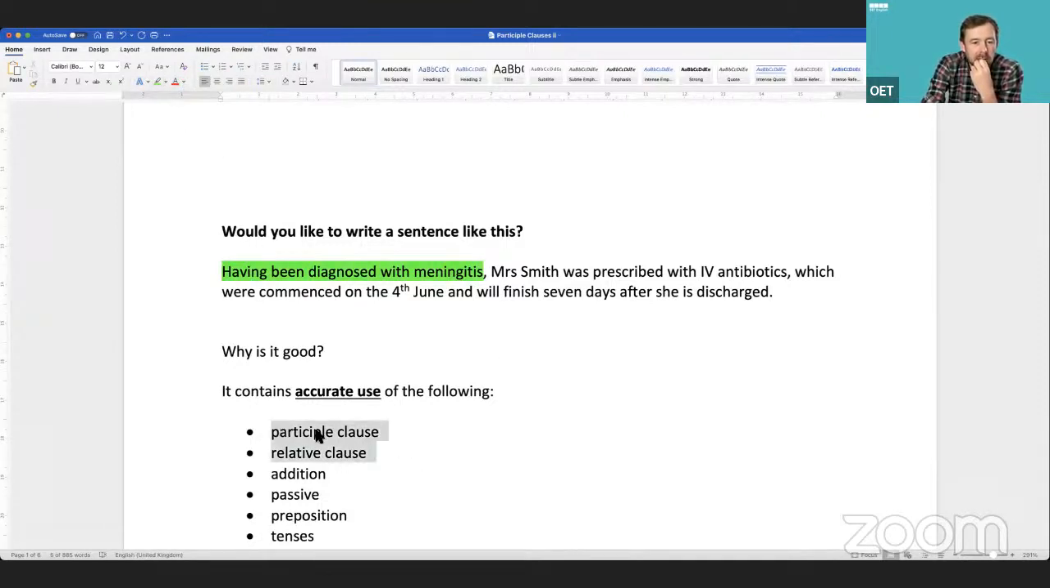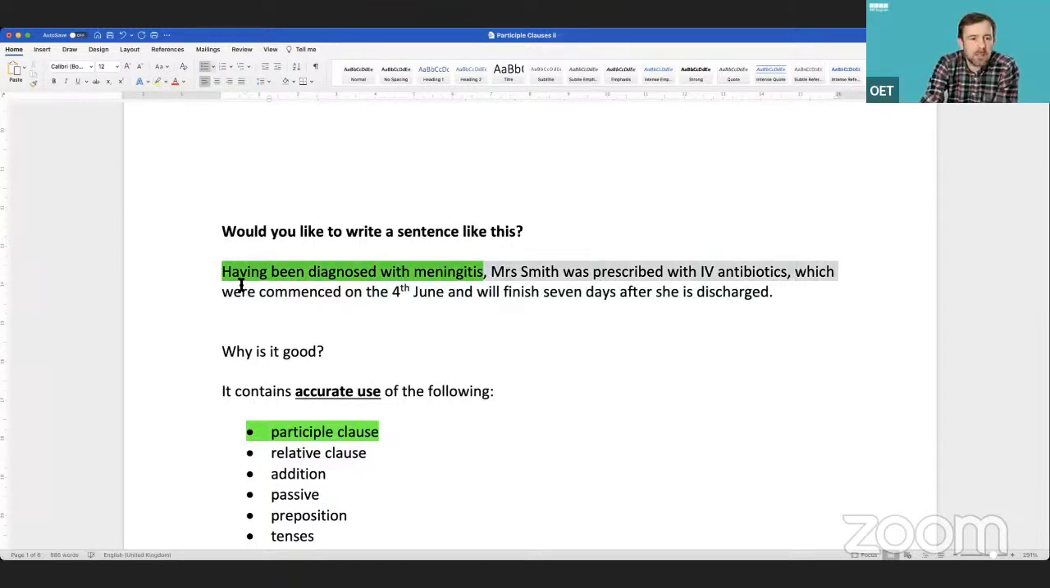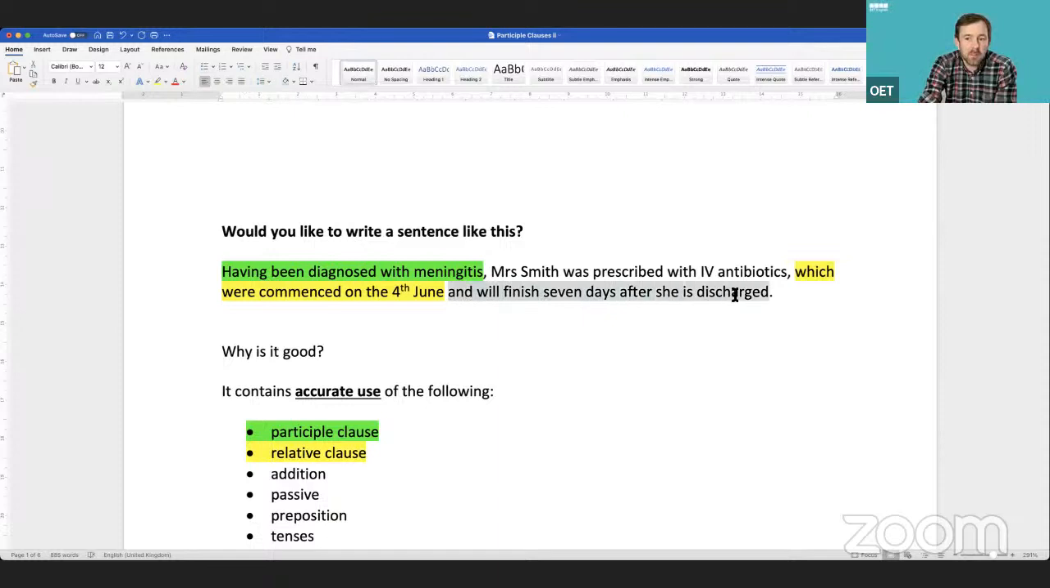It's got a relative clause. Where does that relative clause begin? Which were commenced. Okay, there's our relative clause. That's that beginning. Yeah, okay, that's good. And have we got any addition? Yes, and. Yeah, we're extending the relative clause, aren't we? Okay, that's good. So we can put that one in blue.